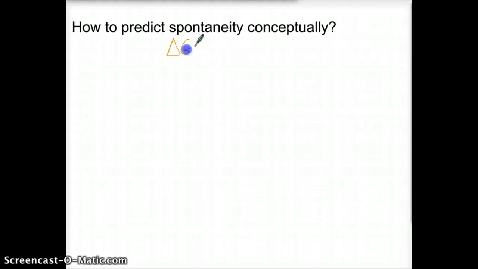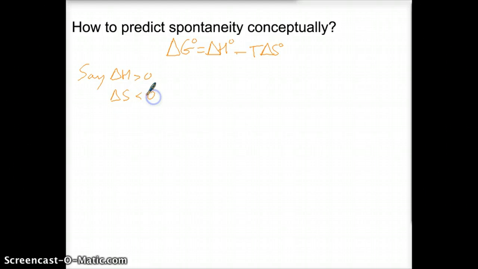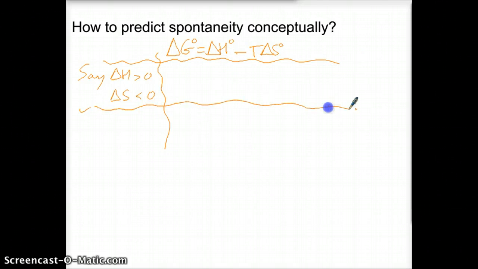Let's look at this equation. Delta G naught equals delta H naught minus T delta S naught. So, let's say delta H is greater than 0 and delta S is less than 0. Can we predict spontaneity based on that alone? Well, let's go ahead and see.